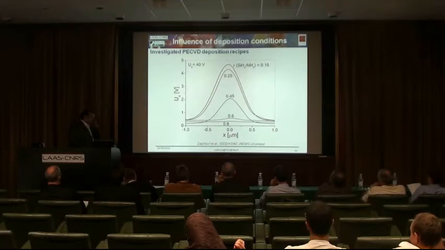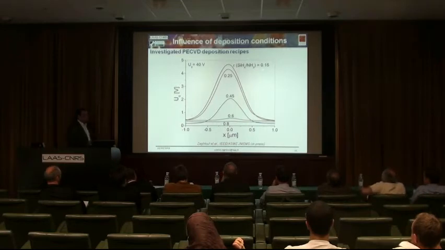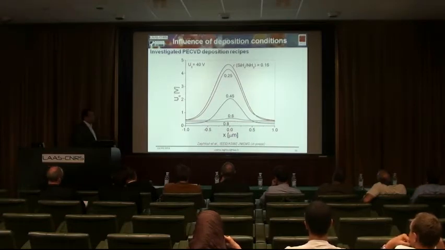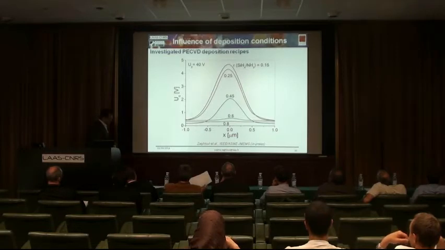Just to give you an idea about what happens when you change the deposition conditions, have a look at this figure, where we changed only the gas ratio, the silane and ammonia reactive gas ratio. At a specific voltage, you can see the surface potential is completely changed. This is the 0.15, and this is the 0.8. So controlling the gas ratio results in changing the injected charge density considerably.